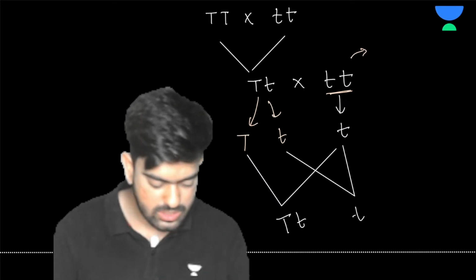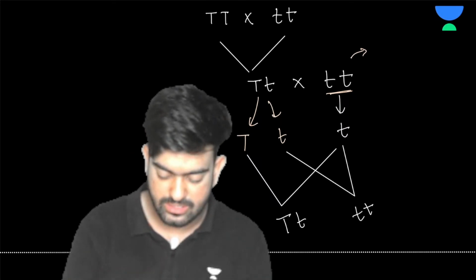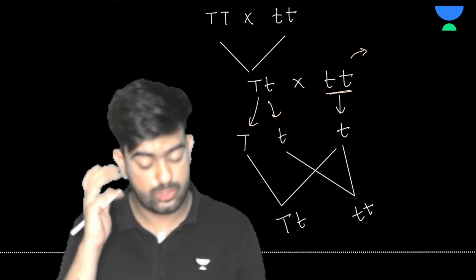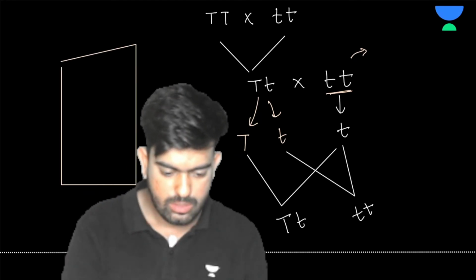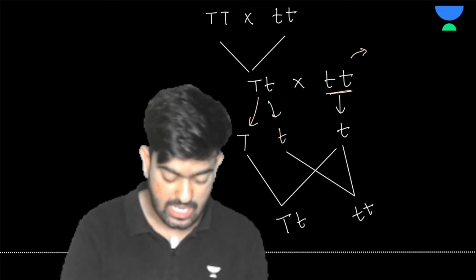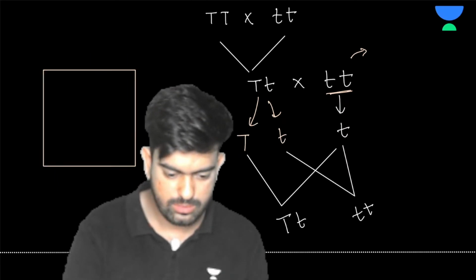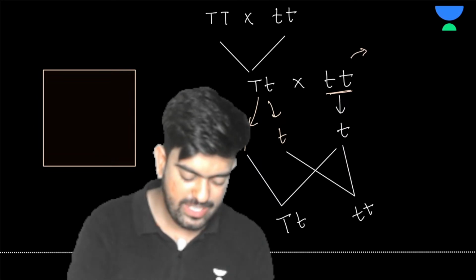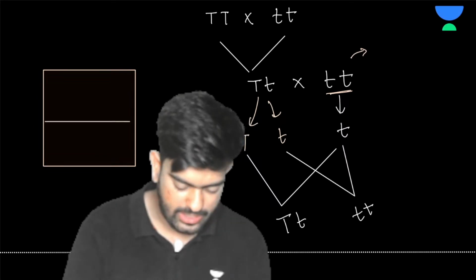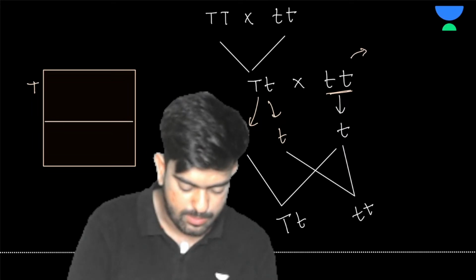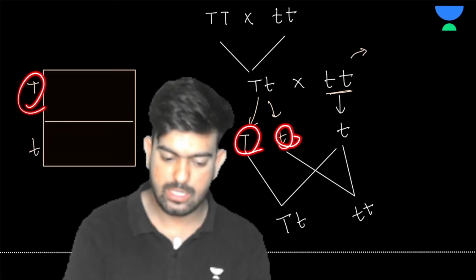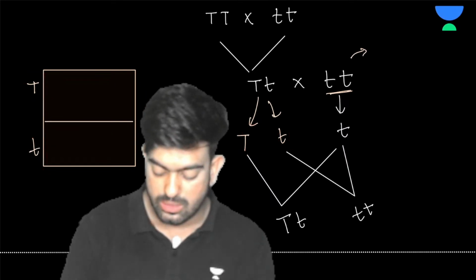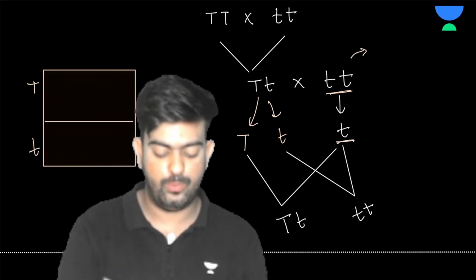Sir, can we do this same thing with the Punnett square? Yes, definitely. How to make a Punnett square for this case? See here. Wait, I'll draw a very good square. Yeah, got it. So we have two types of gametes in one case, which is capital T and small t. I am writing here capital T and small t. Clear? Okay, sir. Now, this parent is going to give you only one kind of gamete.